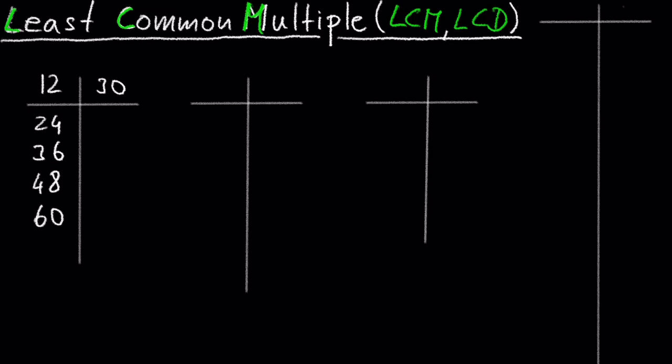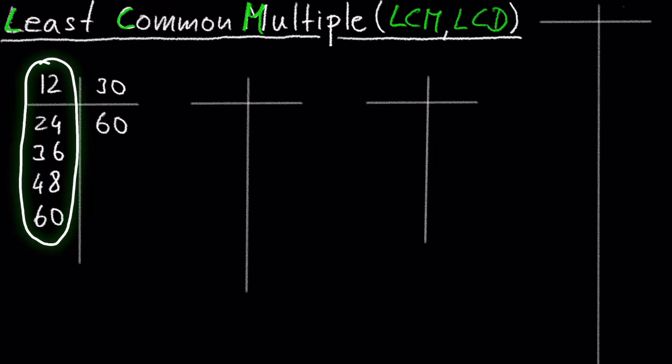It's easier to add the 12. 12 plus 12 is 24, plus 12 is 36, plus 12 is 48, and plus 12 is 60. 30 plus 30 is 60, and we are done. Now, what is the least common multiple of 12 and 30? These are the multiples of 12, and these are the multiples of 30.